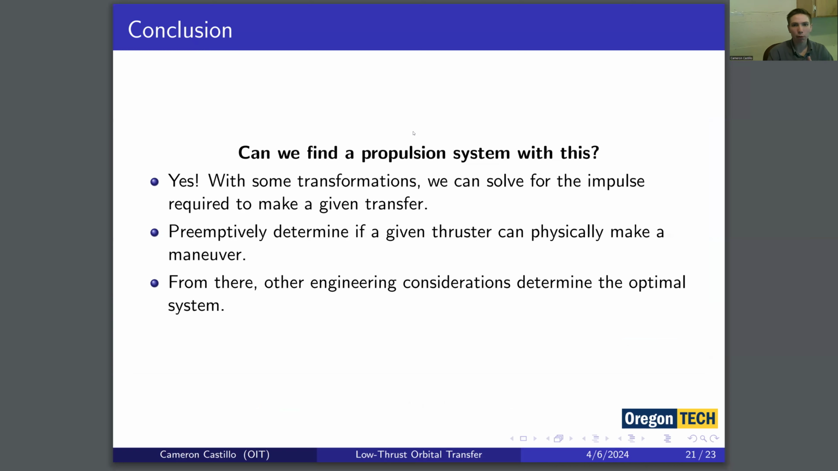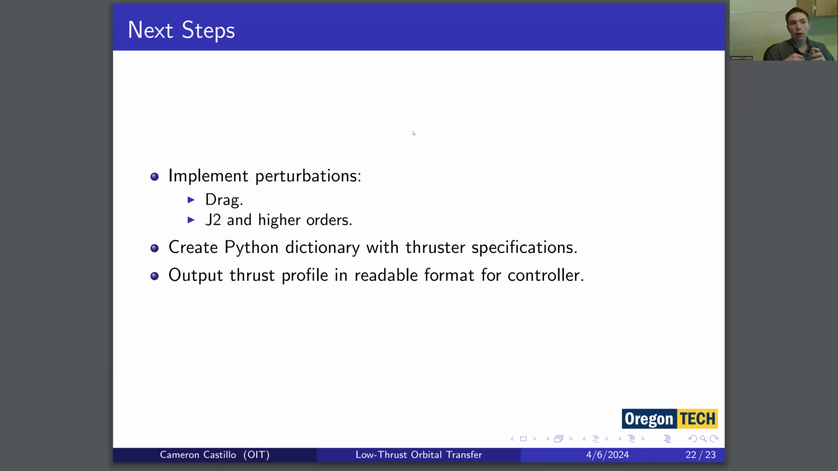And all those transformation parts are pretty much the easy part. And then you can determine if a thruster can make that maneuver, or whatever you want to do with it, based on the total impulse that you basically just solve for there, right? And from there, other engineering considerations determine what the optimal propulsion system is. But this gave us a really good idea about how to use the propulsion system. And once we do have a propulsion system, we can plug this into our model and then solve for what orbits we can make. So the next steps for me are pretty much implementing perturbations.